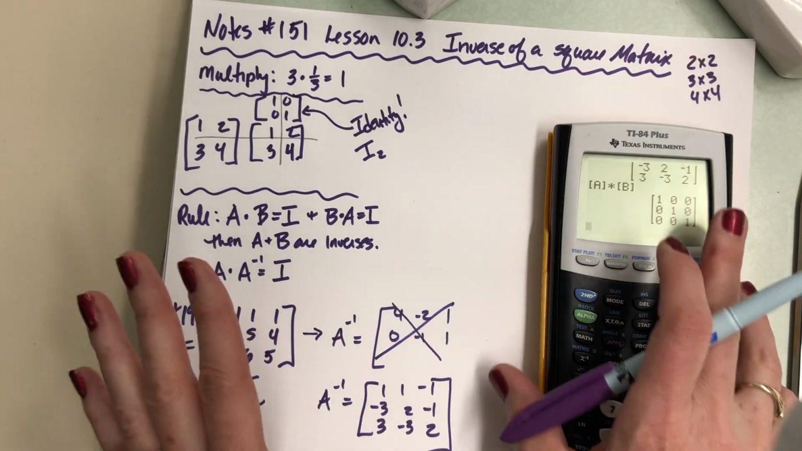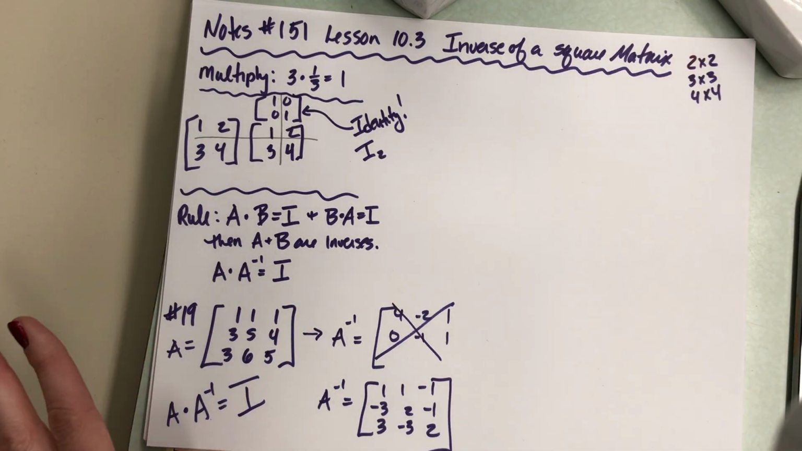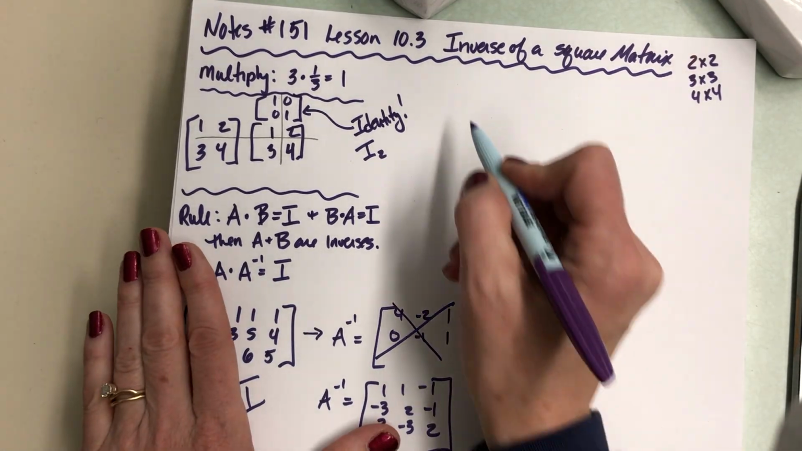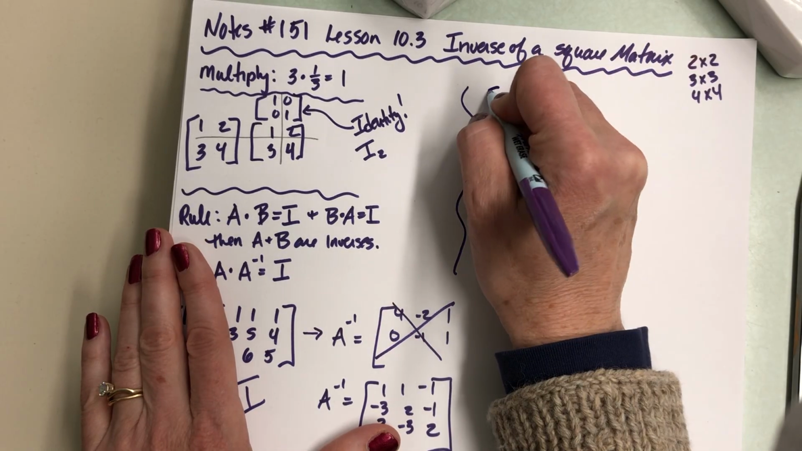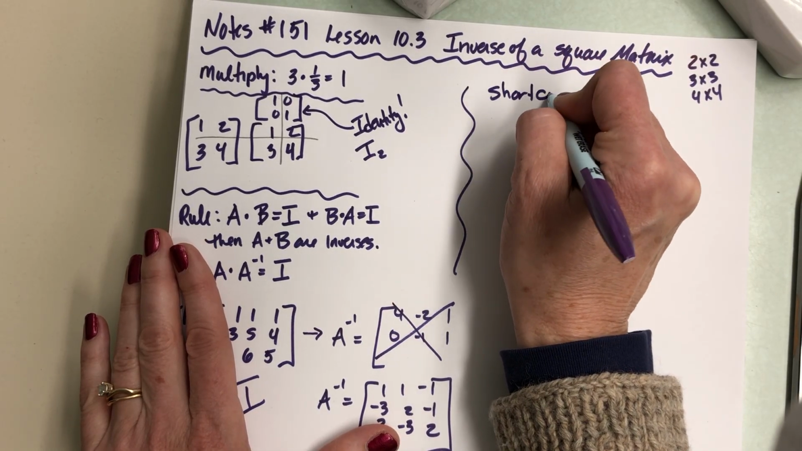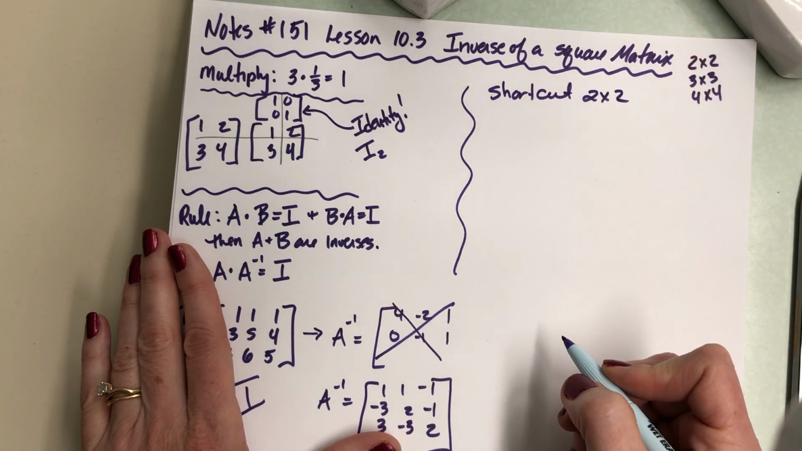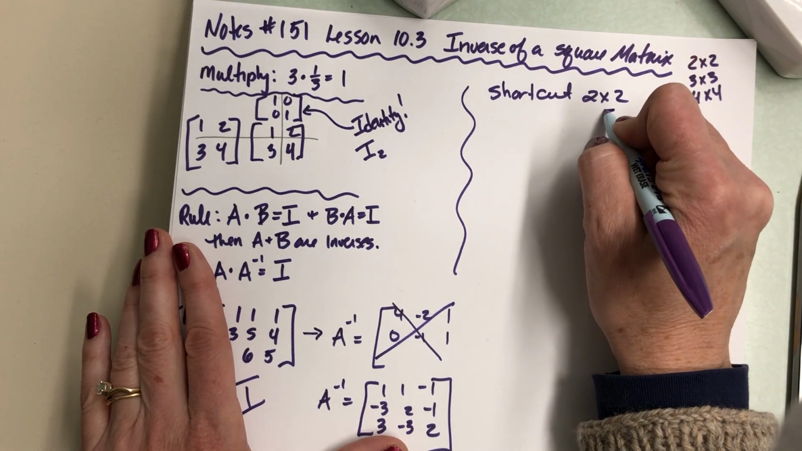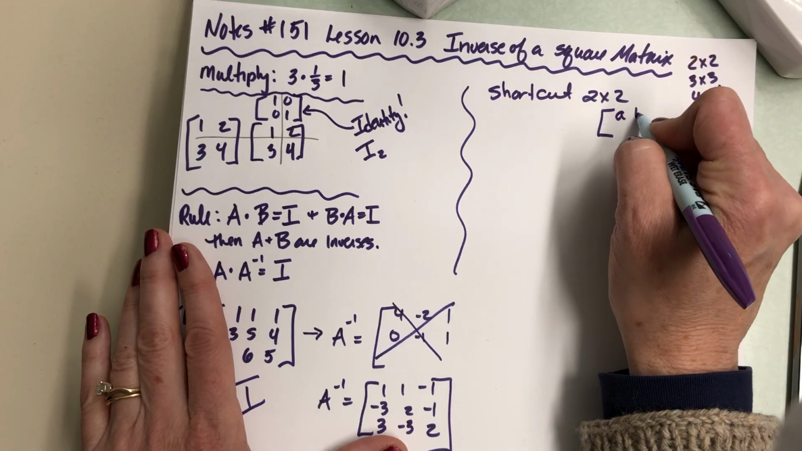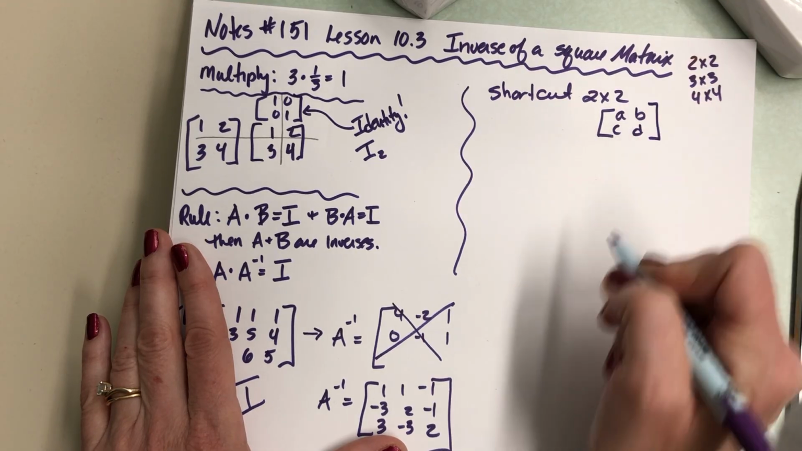I know what you're thinking. Yeah, that's great, 3 by 3. But Glennon, there's got to be a shortcut. You always show us shortcuts. So let me show you a shortcut for a 2 by 2 matrix. Now this is only going to work for a 2 by 2 matrix. If I have the matrix, I'm just going to use a generic matrix, we'll call it A, B, C, D.